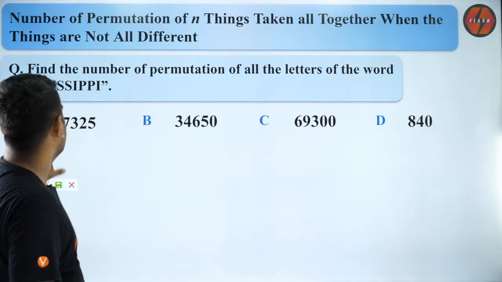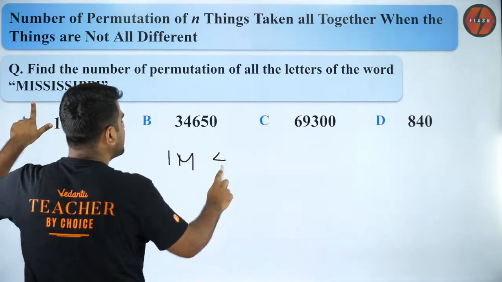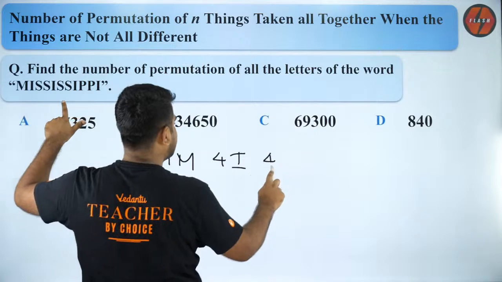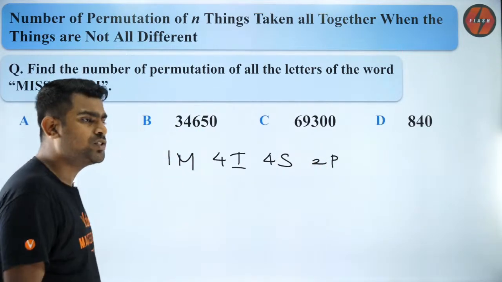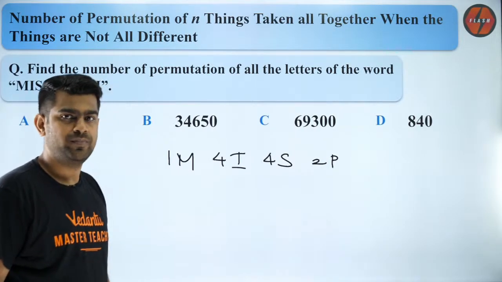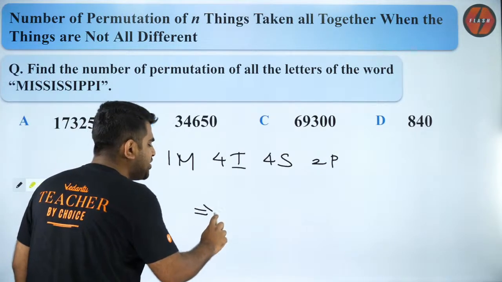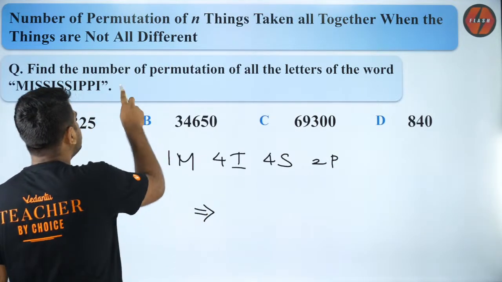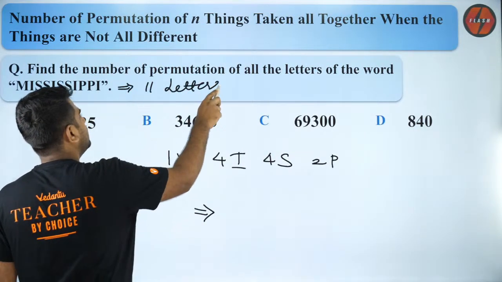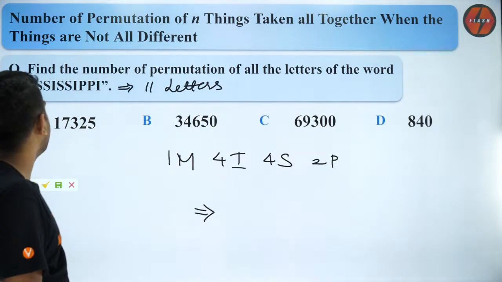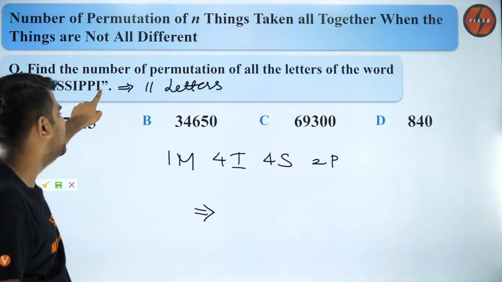So we will try to solve this question. Listen carefully, guys. So how many M's do I have? I have 1 M, 4 I, 4 S, and 2 P. So these are all the letters of the word Mississippi. Isn't that correct? So how do I find the number of permutations? Totally I have how many letters? Totally I have 11 letters. 1, 2, 3, 4, 5, 6, 7, 8, 9, 10 and 11.